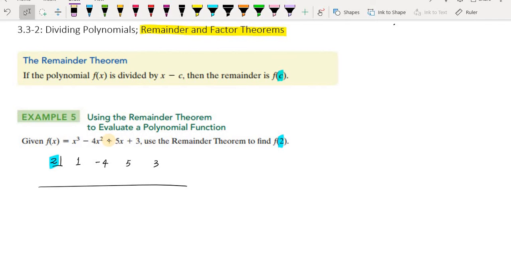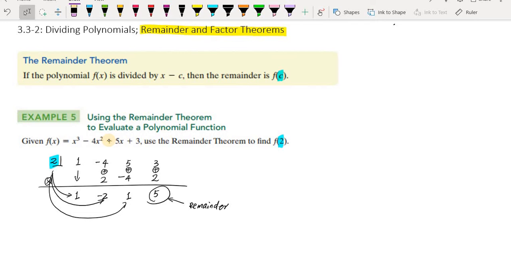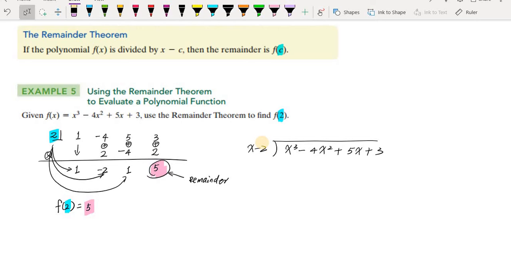All we have to do now is bring this down, so 1, and then we multiply. That will be 2, we add them, that will be -2, and then we'll multiply again, that will be -4, we add them, that is +1, and then multiply, that gives us 2, and then we add them together, that gives us 5. So this 5 is our remainder. By the remainder theorem, we're going to say f of 2 is equal to 5. It's very straightforward.